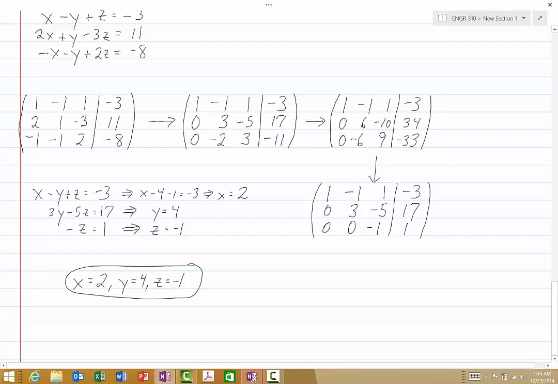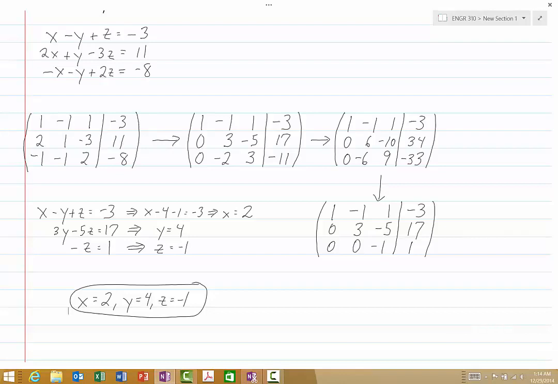So then the last equation easily is seen to imply that z equals negative 1. Plug that into the second equation and you readily conclude that y is equal to 4. And then plug both of those results into the first equation and you will conclude x is equal to 2. And so our final solution is x equals 2, y equals 4, and z equals negative 1. And if you substitute that into the equations here that we began with, you will see that that is indeed the solution to this system of equations. And so that's how we use a Gaussian elimination procedure to solve a system of equations.